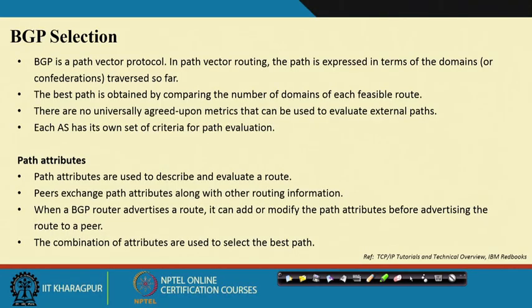The combination of attributes is used to select the best path. That means the path is defined by several ASs, which are in turn defined by the attribute set of these ASs for that particular path, and these attribute values are used to find the optimal path based on the policy of the given AS.